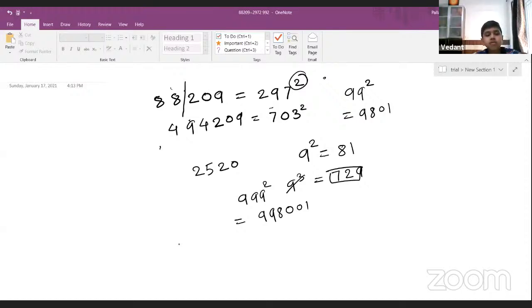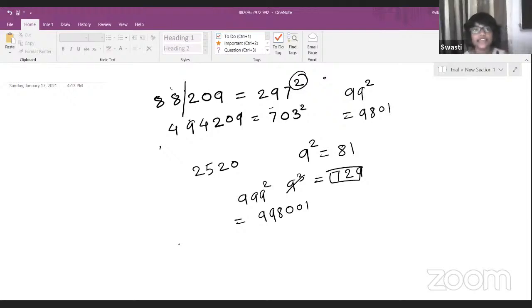I think there is a rule to split the two numbers, such as 88209. If we split it as 8 and 8209, then it will not give the correct answer. But in this case, we have to split it like 88 and 209. In another case, we might have to split it in another way.